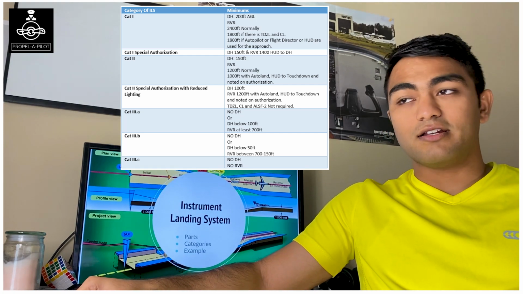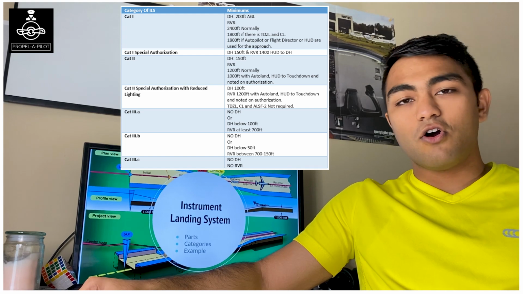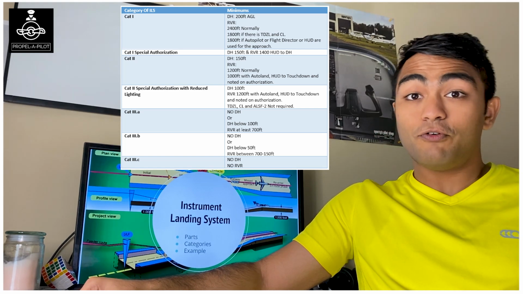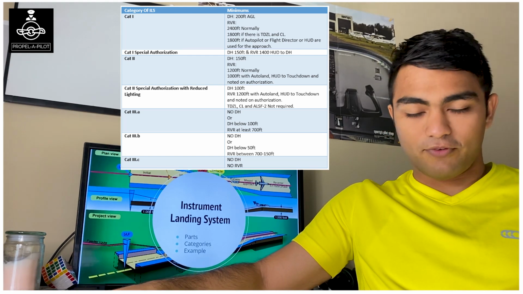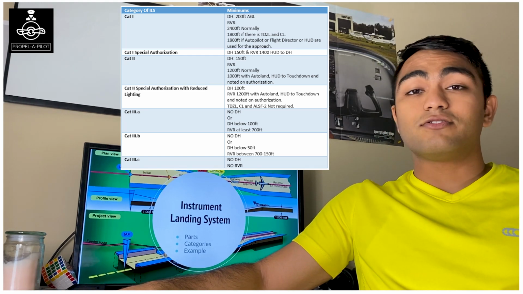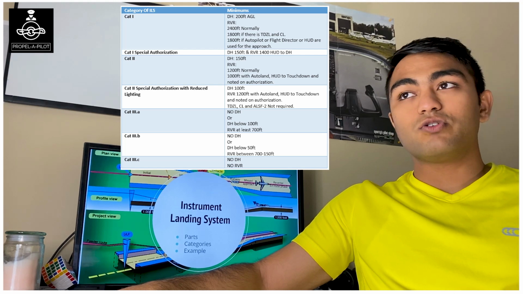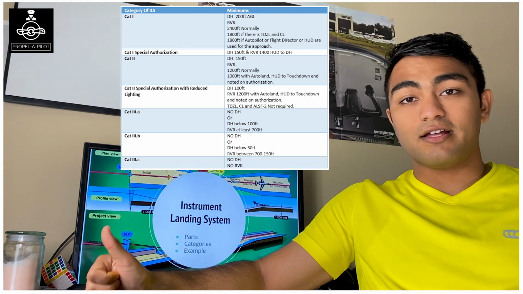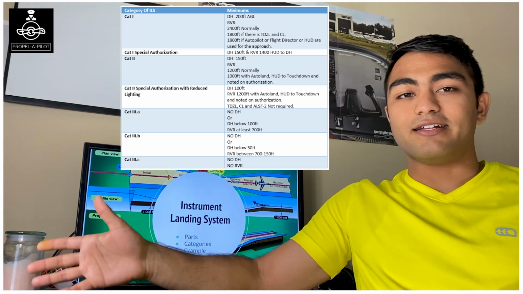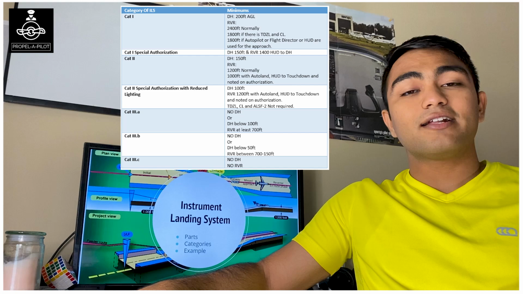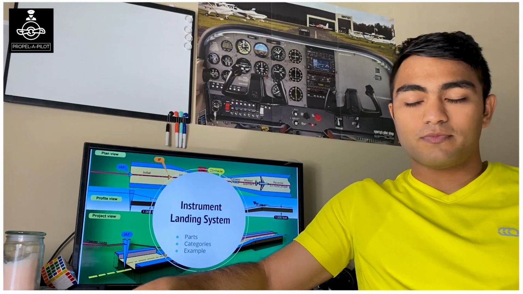Category 3B does not have a decision height or has a decision height below 50 feet and an RVR of less than 700 but more than 150. Then comes category 3C. Category 3C does not have a decision height and no RVR required. That is category 3C. These are the categories of instrument approach.